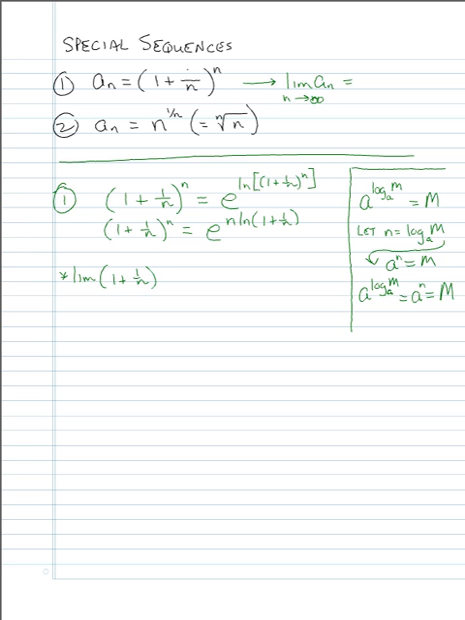Actually, I guess hold on just a moment. Okay, so we're trying to find the limit of 1 plus 1 over n to the power n as n goes to infinity. And because that expression is equal to e to this power, that's the same thing as finding the limit as n approaches infinity of e to the power n times natural log of 1 plus 1 over n.